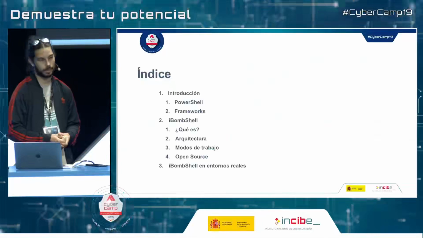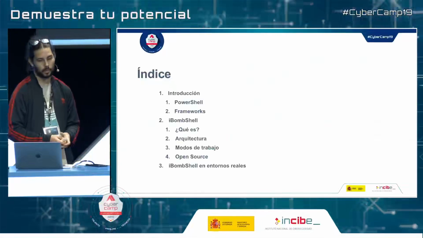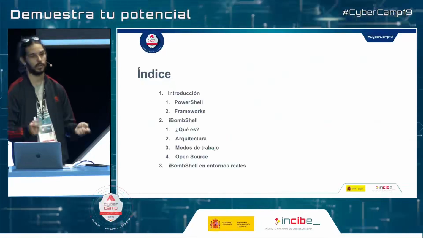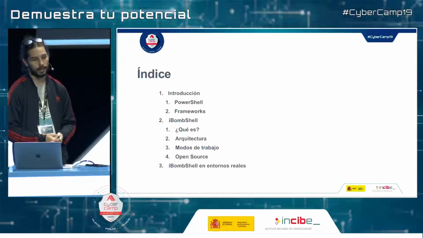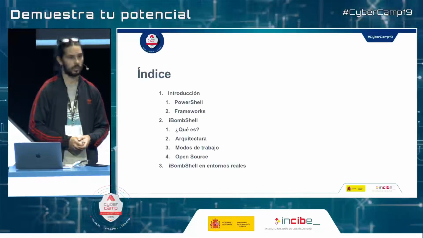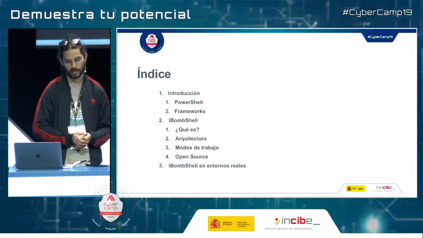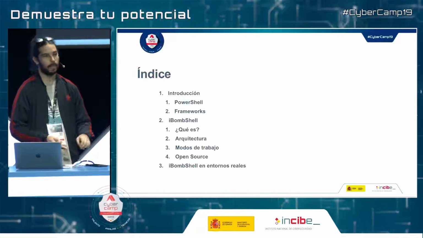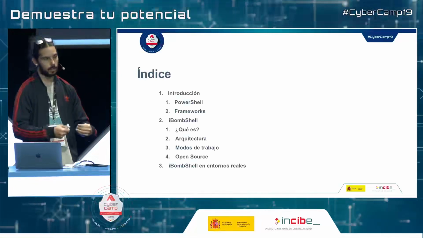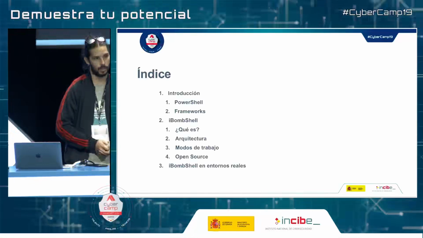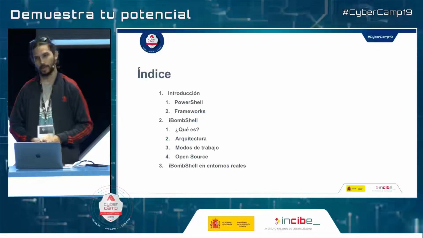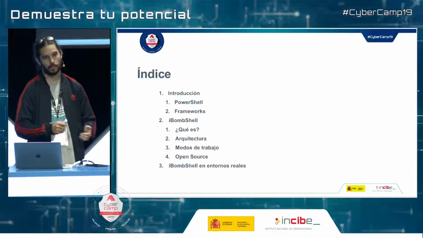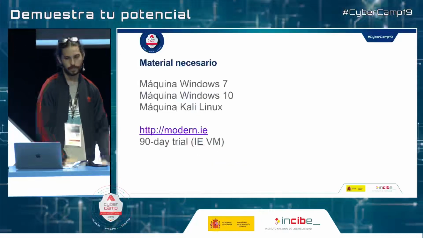So we're going to learn about PowerShell. We are going to talk about different frameworks that have been used for pen testing, and then we are going to learn about iBombShell. For those programmers that may know the code, they might find out how to help in this project by adding new functionalities. We are going to analyze the architecture, the different ways of working, and finally we are going to execute iBombShell in real environments. We are going to create a real scenario, a real network, and we are going to use iBombShell.